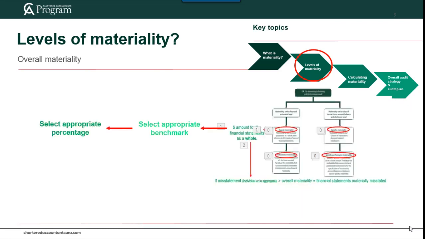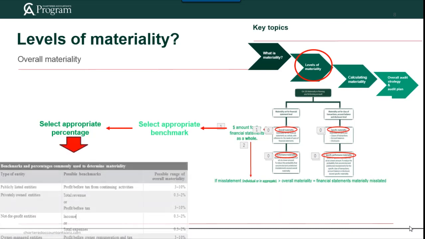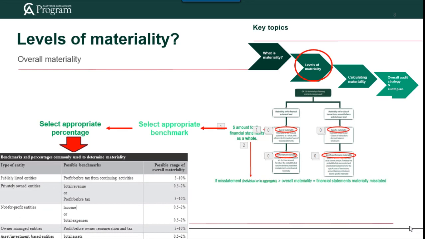The selection of an appropriate percentage to be applied to the nominated benchmark also requires professional judgment. This table sets out the benchmarks and percentages commonly used in practice to determine overall materiality.